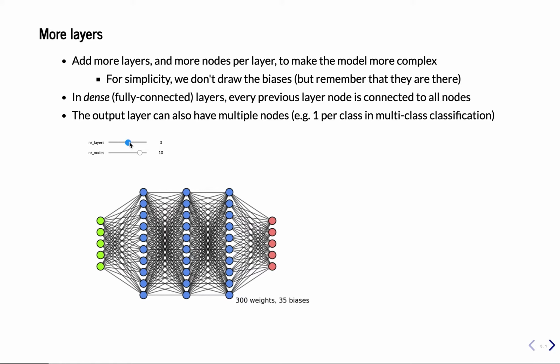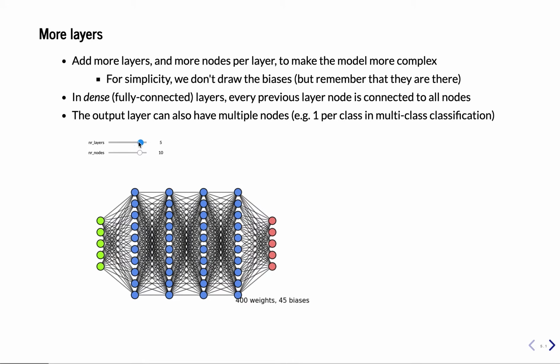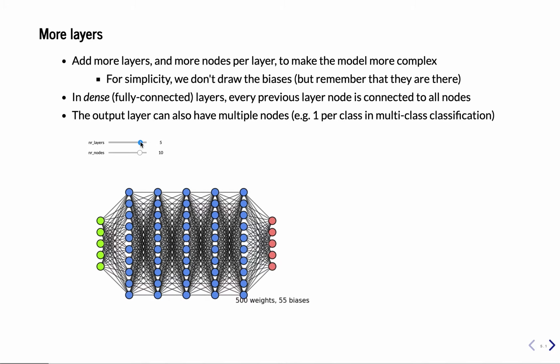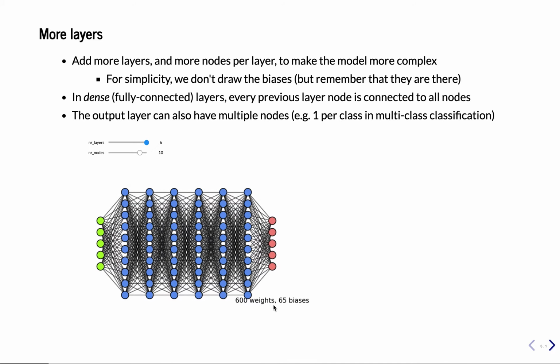And so you can add as many layers as you want. Of course, every time we add more layers, there will be more weights to train. So if you take, for instance, 6 layers, we'll have 600 weights to train plus 65 biases. So that means a lot of coefficients that we need to train. So we'll need a lot of data to actually train all these weights correctly. And it gets trickier and trickier the more layers you have, right?